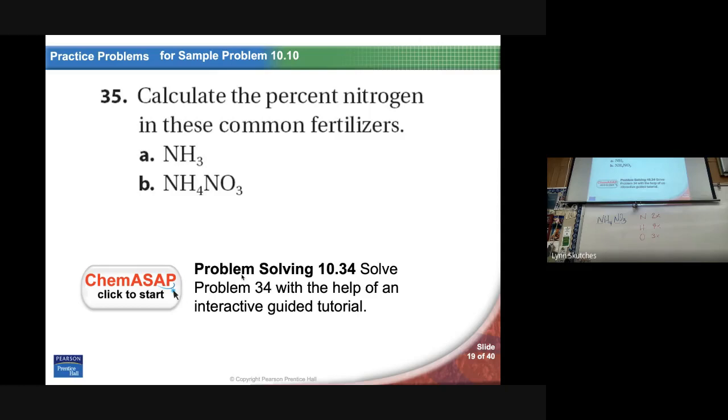Beautiful. Logan's got all the answers. Good job. So 14.01, 1.01, 16.00, and 48 gives you the 80.06 grams per mole. That's your total. 28.02 divided by 80.06. Logan. 34. Rounded up. Yeah, you got to round it up on this one because it's 34.9988.